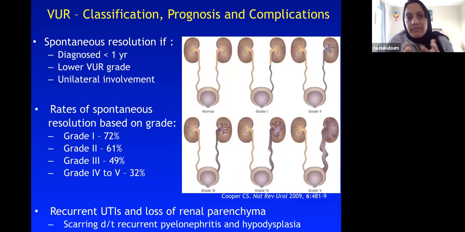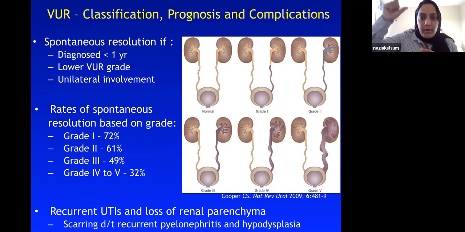Reflux, you have different grading. The grading is depending on the VCUG, to see how far or how severe the reflux is. In grade 1 reflux, the urine basically just goes up to the lower portion of the ureter. Grade 2 would be the urine is refluxing all the way to the upper part of the ureter. Grade 3 is it is refluxing all the way into the kidney. Grade 4 is when it enters the kidney and then also starts causing the dilatation of the pelvicalyceal system.